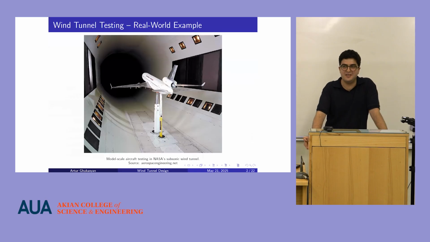So essentially, I'm sure all of you are familiar with wind tunnels. They are mainly used for prototyping. Generally, when someone tries to mass produce a plane or a car, a smaller model is tested through aerodynamic validation in such tunnels. Here we see a model scale aircraft testing in NASA subsonic wind tunnel.